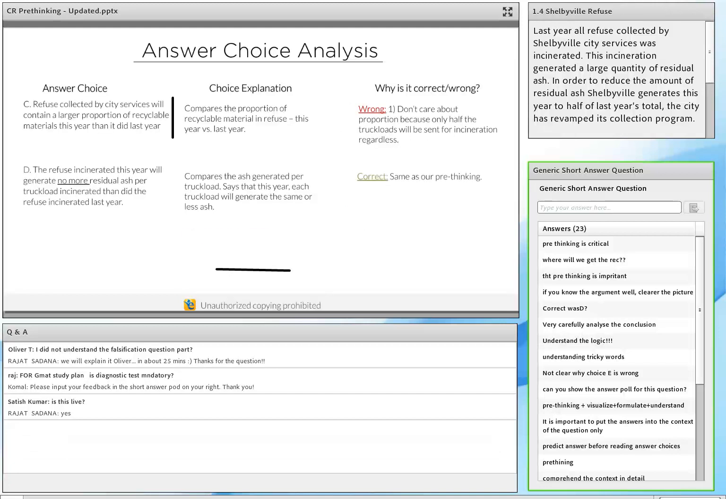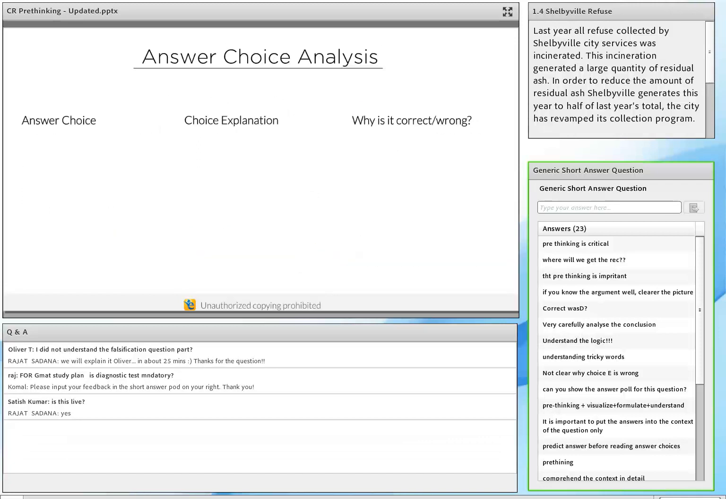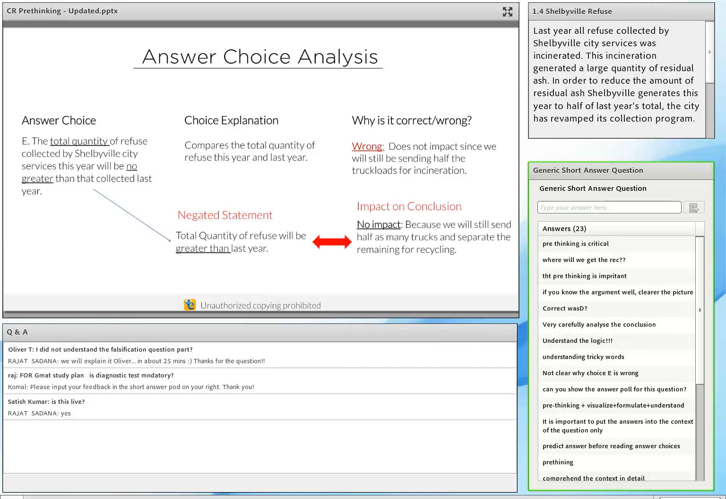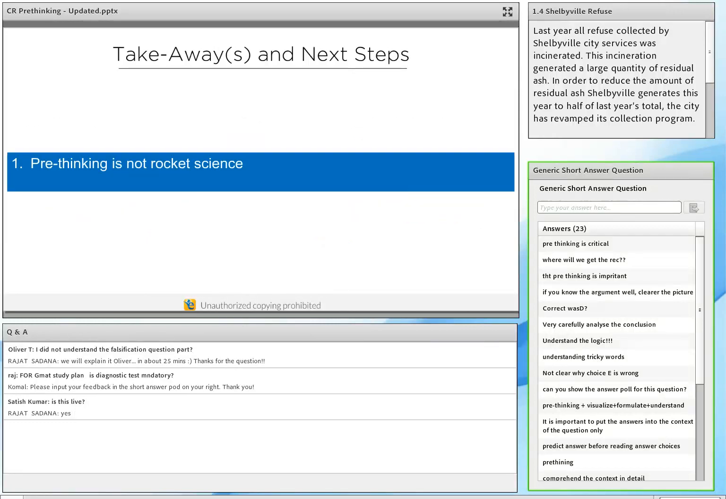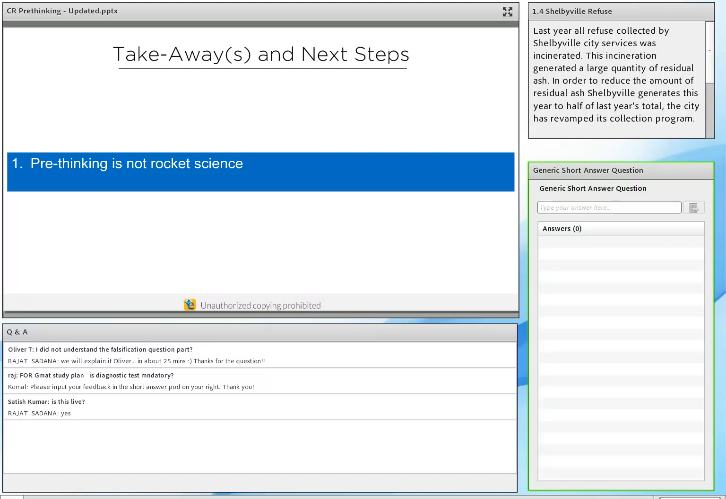Okay, let's talk about the plan now. Let's move forward very quickly. One thing I want to make sure of is that you understand pre-thinking isn't rocket science. Let me just look at a question. If we reduce the amount of refuse by taking out the recyclable items from it, won't the loads of the trucks be reduced? Yes, is that a must be true? Again, remember, what's an assumption?